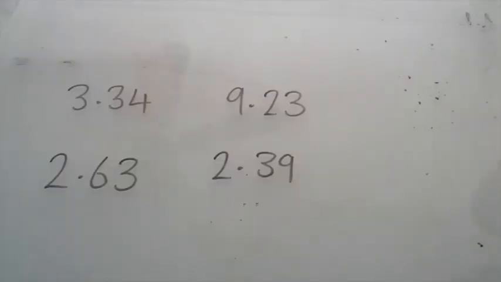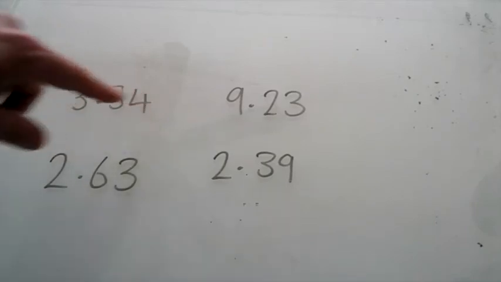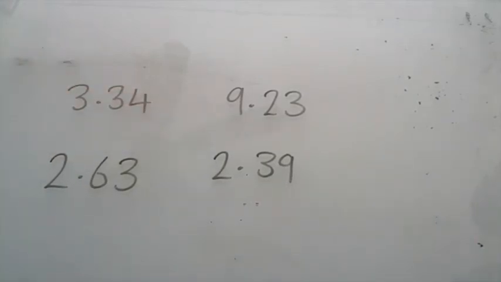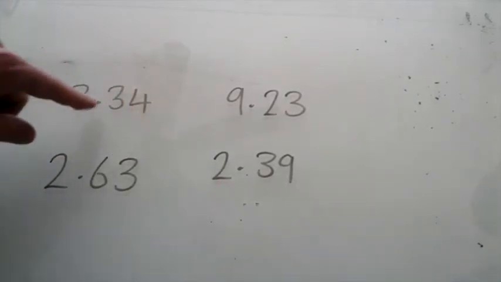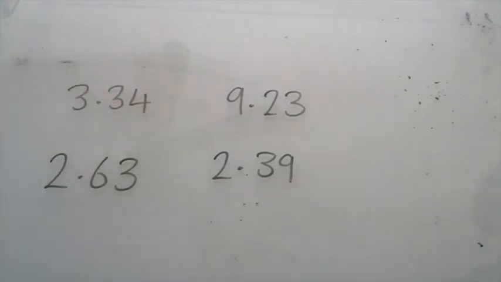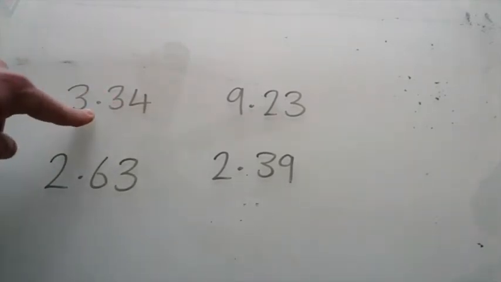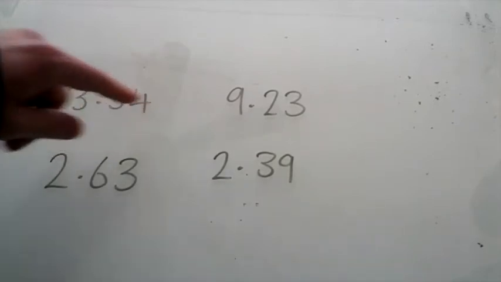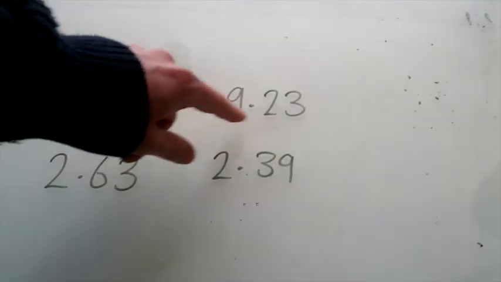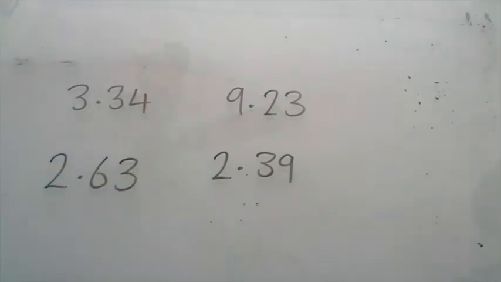Okay, we've now got 4 numbers. So let's have a look at these. First of all, we've got 3.34. Notice how I'm reading that. I'm saying three point three four, not three point thirty-four. Okay, you need to make sure you read each digit individually past the decimal point. So we've got 3.34, 2.63, 9.23 and 2.39.